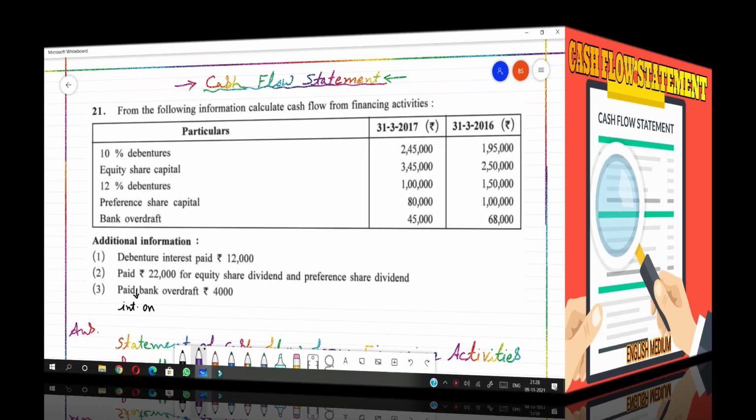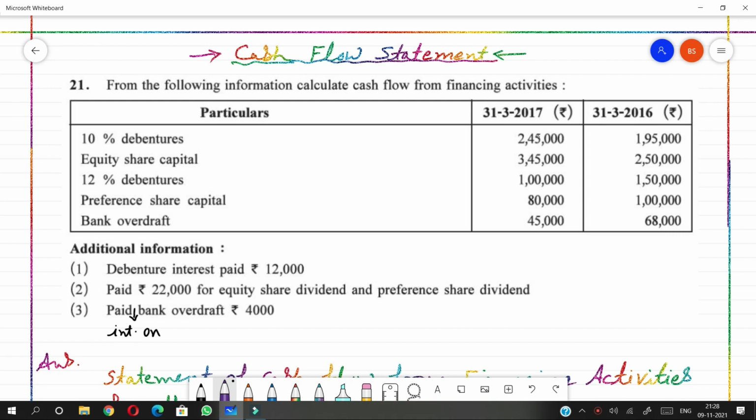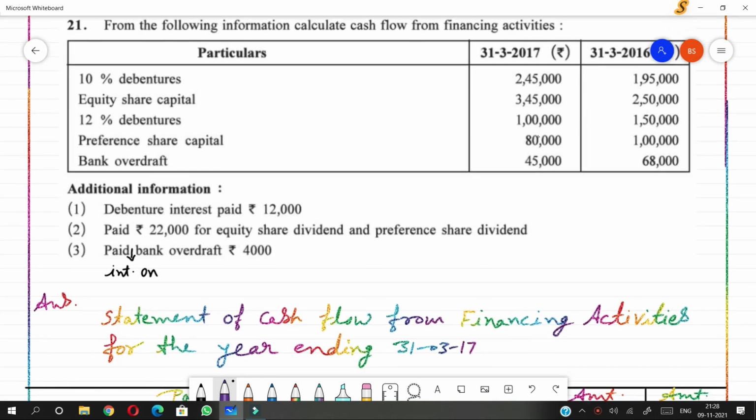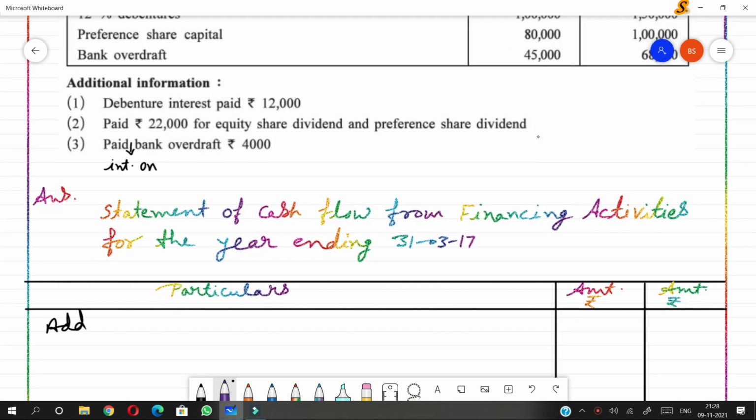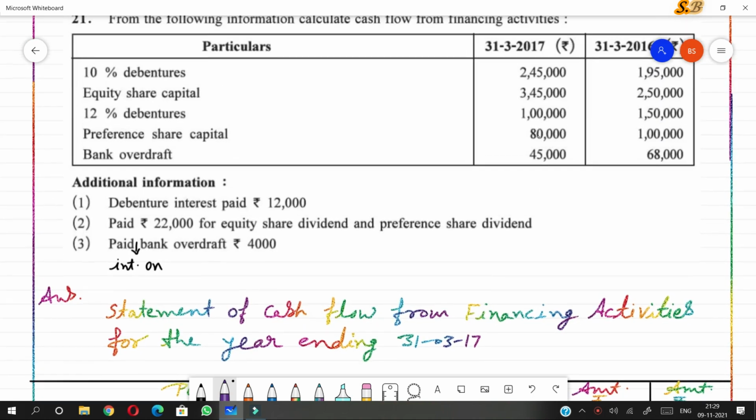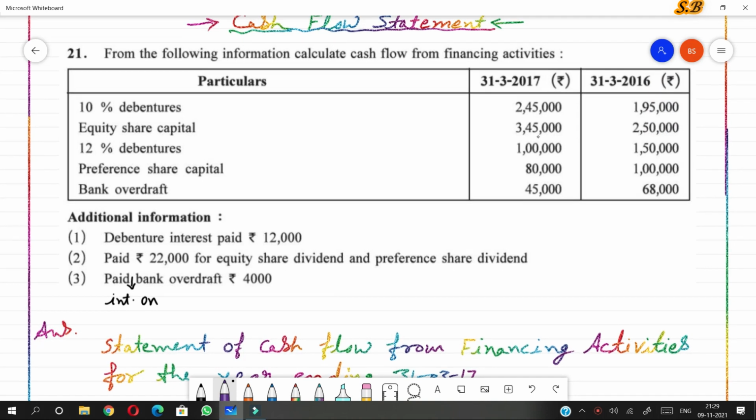Morning students, today we are going to understand sum number 21 from cash flow statement. Sum number 21: from the following information calculate cash flow from financing activities. The information is given. We will prepare statement of cash flow from financing activities for the year ending 31st March 2017. First information is 10% debentures.